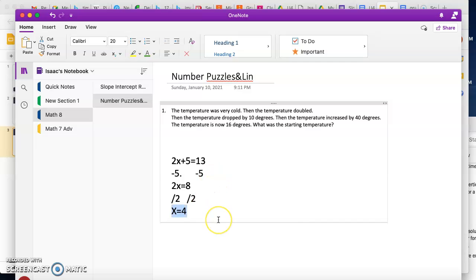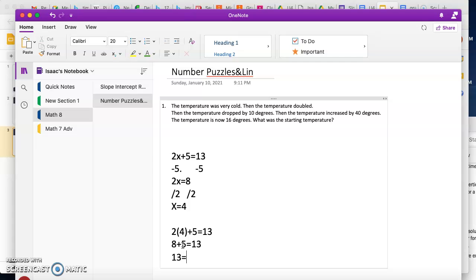If I want to double check, one thing I can do is I can go back to my original equation and say, all right, 2x plus 5 equals 13. Let's substitute that x value I found and see if it comes out true. So let's see, 2 times 4 is 8. Does 8 plus 5 equal 13? Yes, it does, which is why in the end I get 13 equals 13.